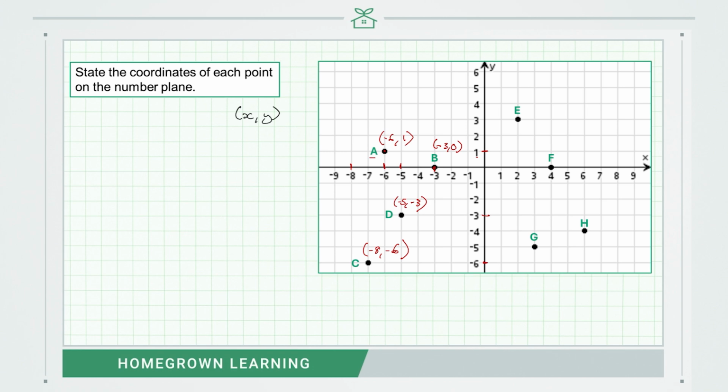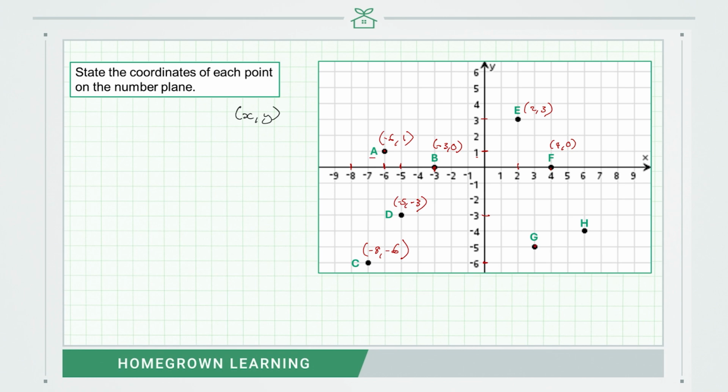So E, we intersect the x-axis at 2 and the y-axis at 3. So the coordinates of this point are going to be 2, 3. F, we can see it's on the line again, so its x-coordinate is going to be 4, but its y-coordinate is going to be 0. Because it doesn't move up or down.